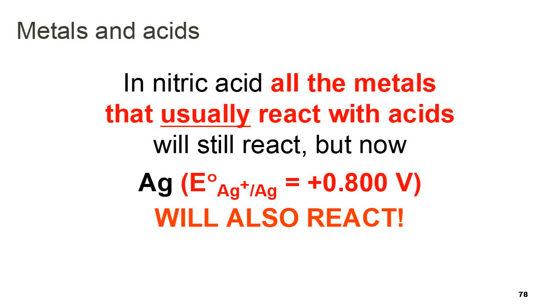In nitric (V) acid, all the metals that usually react with acids will still react, but now the reduction of silver will also take place.